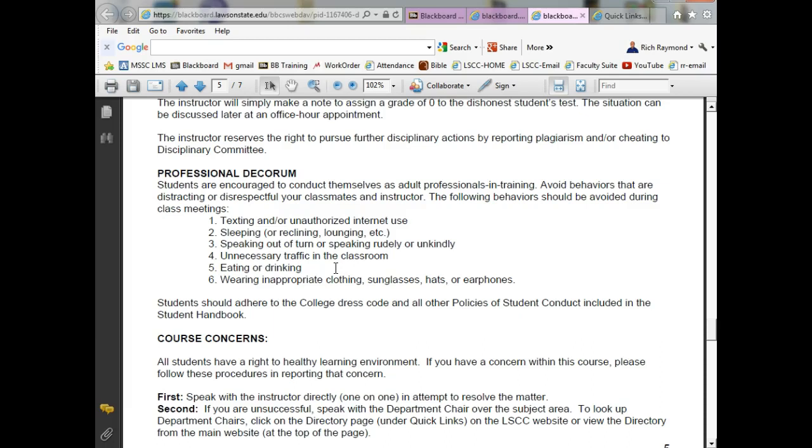Wearing inappropriate clothing, sunglasses, hats. I don't know what y'all think, guys, but I think it's a shame that one man has got to tell another man to pull their pants up. So I don't want to see your underwear.